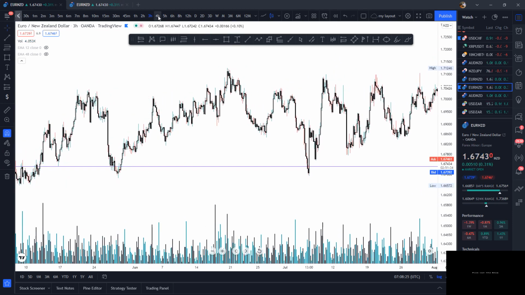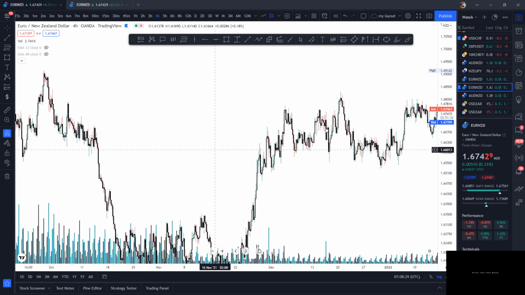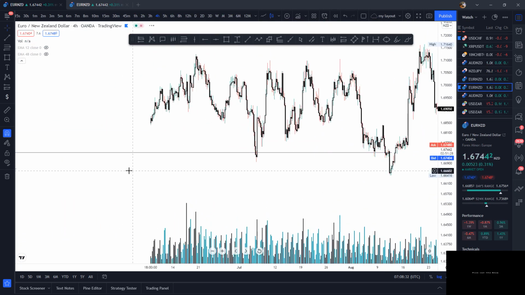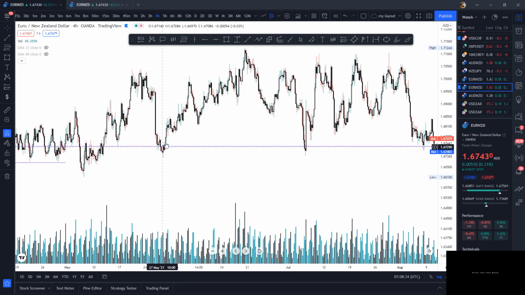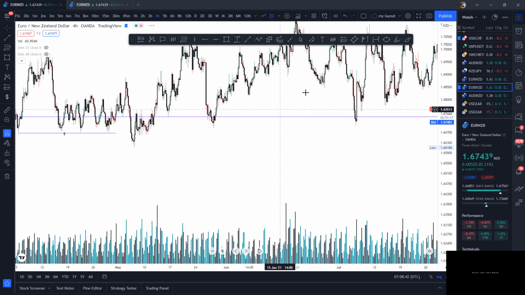So on the 4-hour again, yes, there was a build up around it. There was a build up around this area, 1, 2, 3. Okay, all this build up, and then price traded into it.